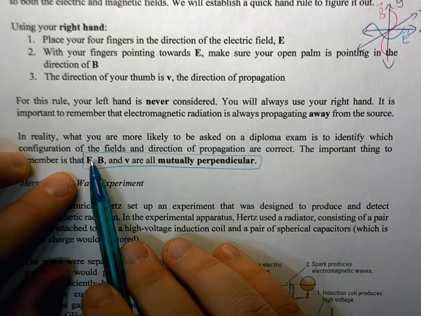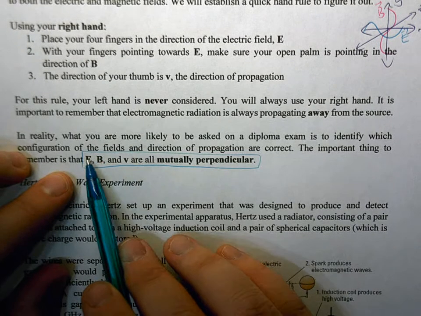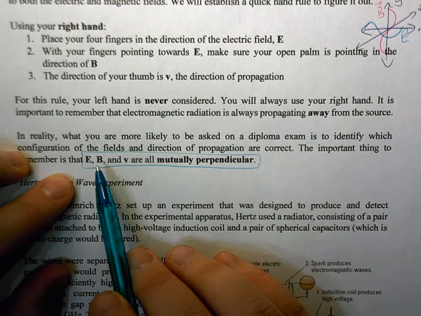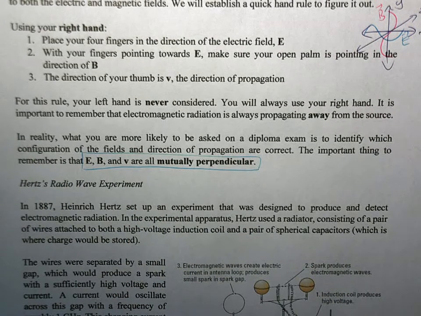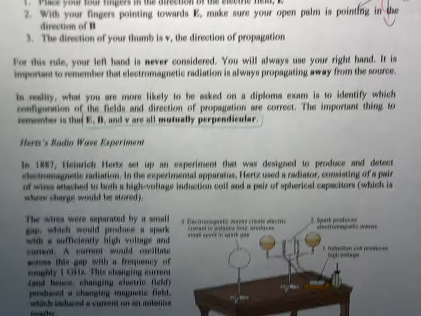What that means is E is perpendicular to B and perpendicular to V, and B is also going to be perpendicular to V. They all have to be simultaneously perpendicular. That is the key important point. They ask that on the diploma very frequently.